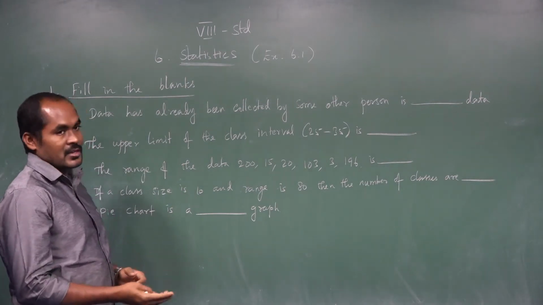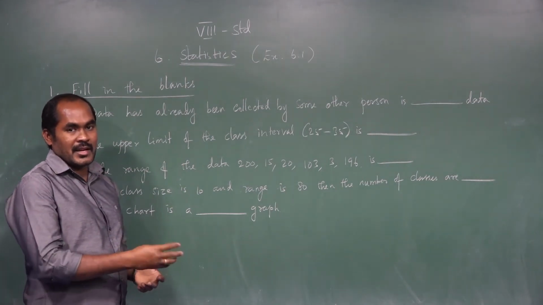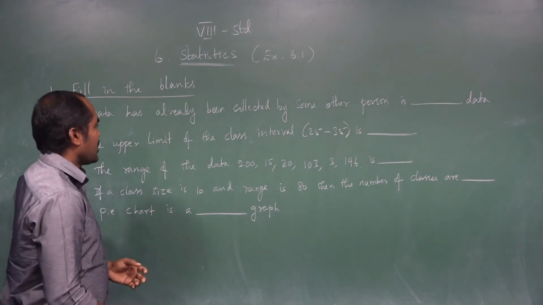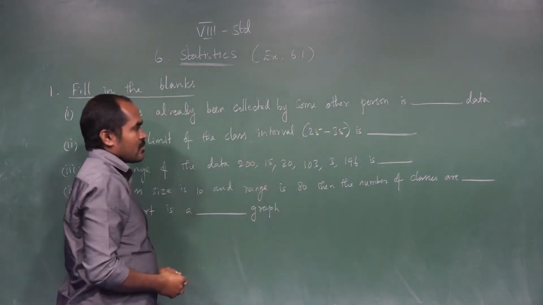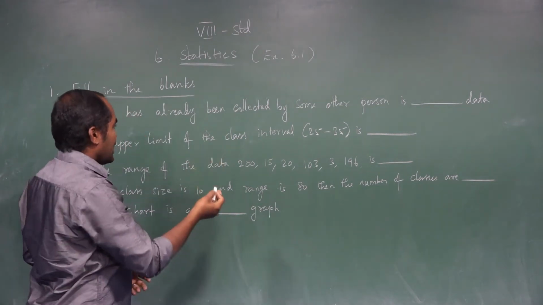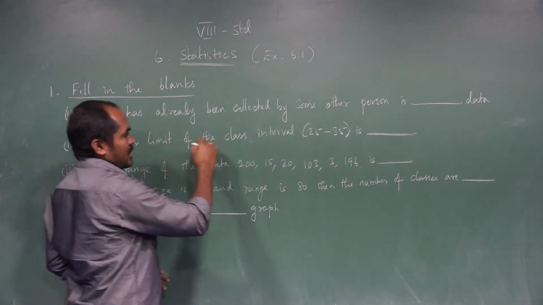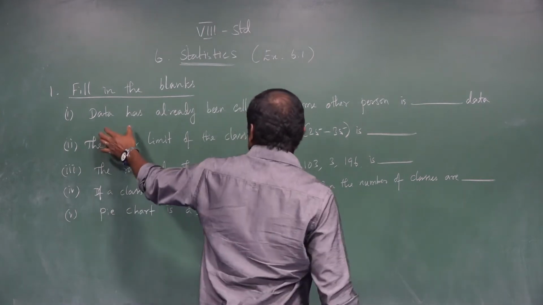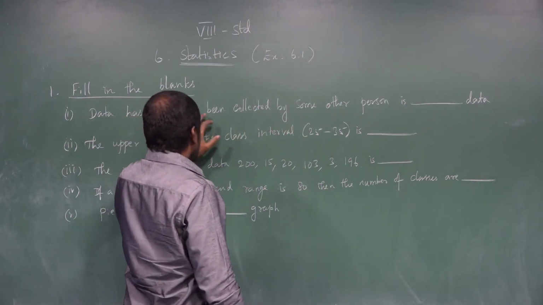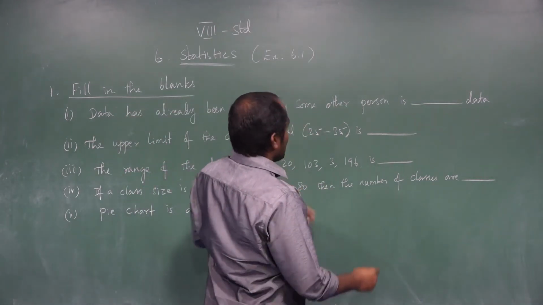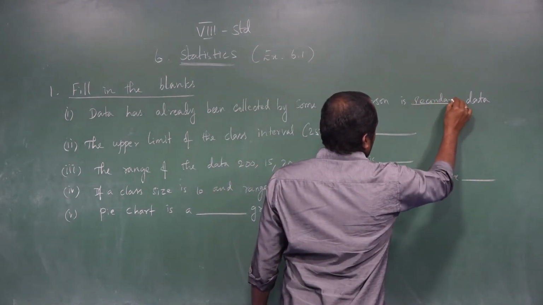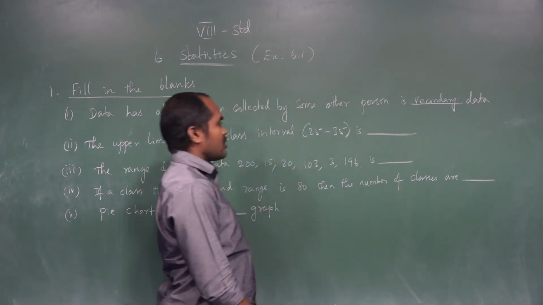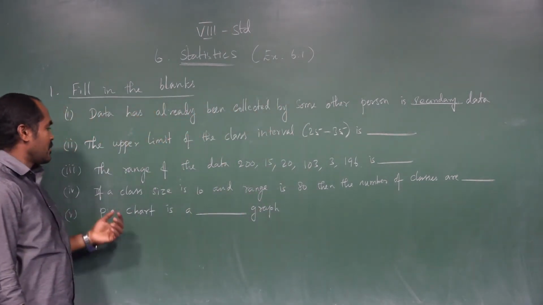Primary data is collected directly. Secondary data means the data is already collected by some other person, and we use it. That means secondary data. So the first question's answer: data that has already been collected by some other person is secondary data.